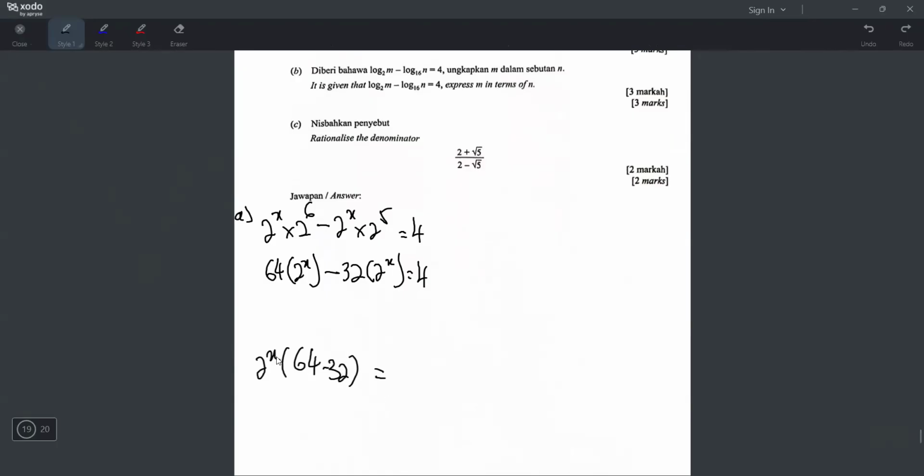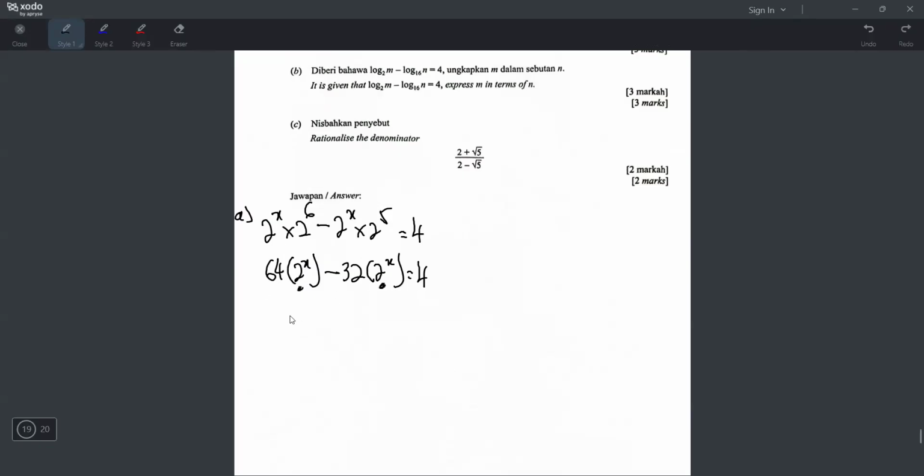Tapi ada lagi satu cara. Since it's like 2 power x and 2 power x sudah sama, you boleh jadikan dia a. It means you let the 2 power x jadikan dia a. So it becomes 64a minus 32a because they are both same, right? So you can change it to a temporary, like just sementara sajalah. You just tukar jadi a temporary. But later you have to change it back, right?